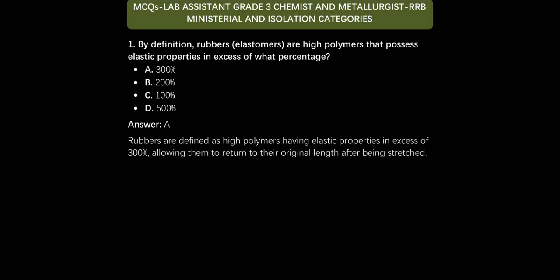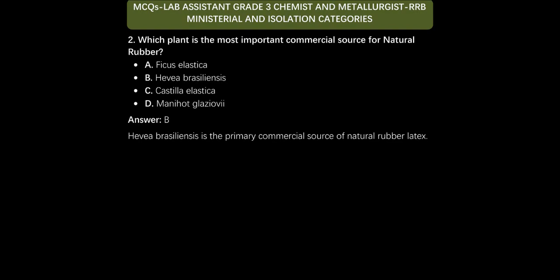By definition, rubbers are high polymers that possess elastic property in excess of what percent? Option A, 300%. Which plant is the most important commercial source of natural rubber? Option B, Hevea brasiliensis.